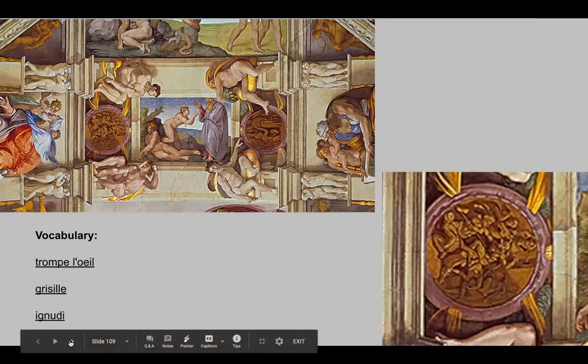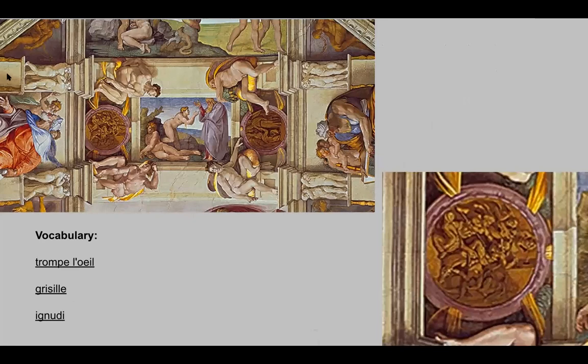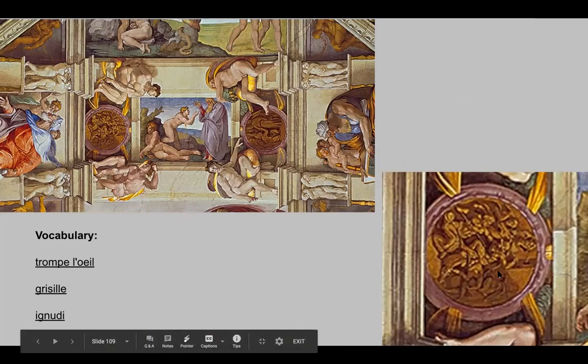So the elements of trompe-l'oeil, all of this stuff that looks like architecture is fake. All of these sculptures that look like they are 3D are fake. These medallions that look like they're in copper or bronze are fake, right?